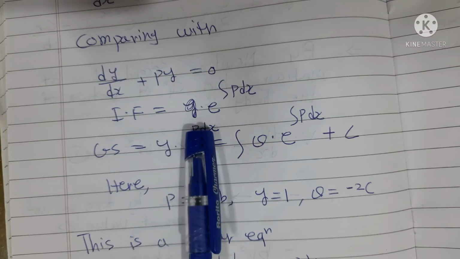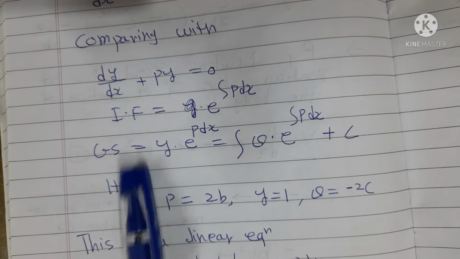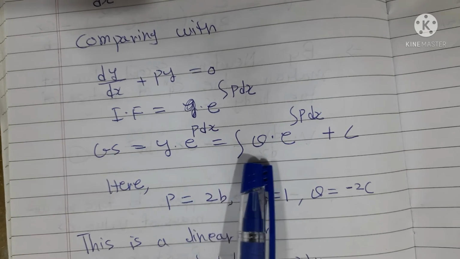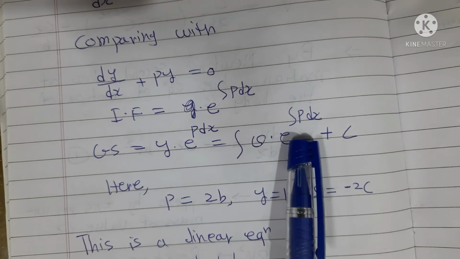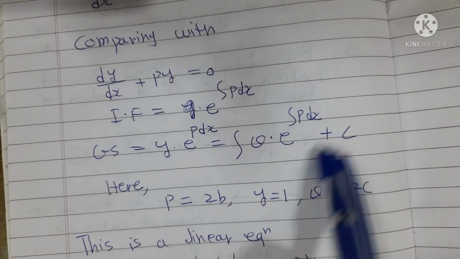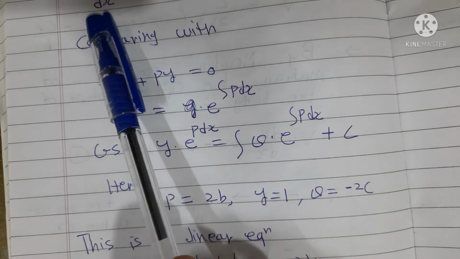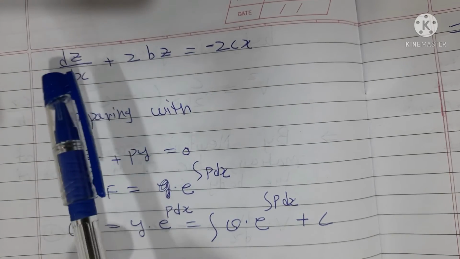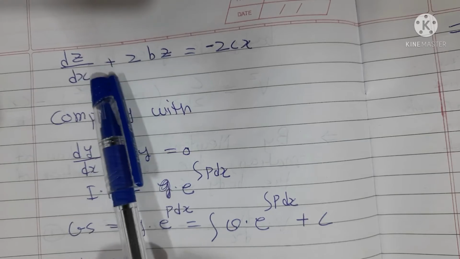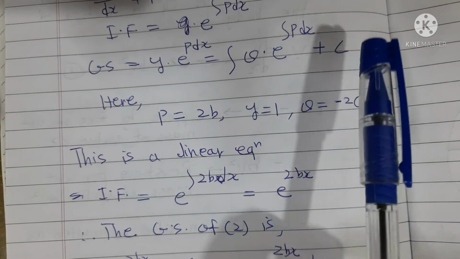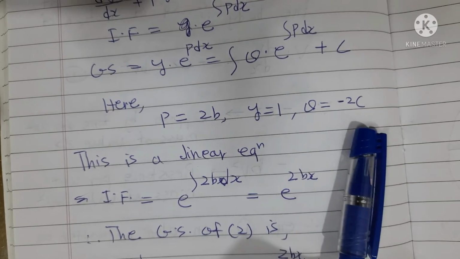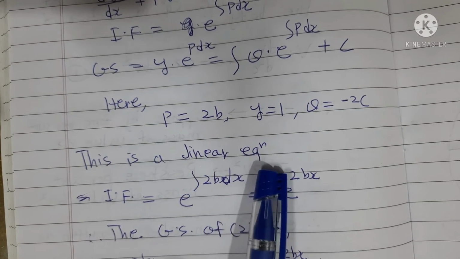Now the integrating factor is given by the formula e raised to integration of p dx, and the general solution is given by the formula y into e raised to integration of p dx is equal to integration of q into e raised to integration of p dx plus c. These are the standard formulae we have to use here, and this is the linear differential equation. We have put the Bernoulli's equation in the form of a linear differential equation, and after that we apply these standard formulas. Here p is equal to 2b, y is equal to z, and q is equal to minus 2cx. Therefore this is the linear equation.